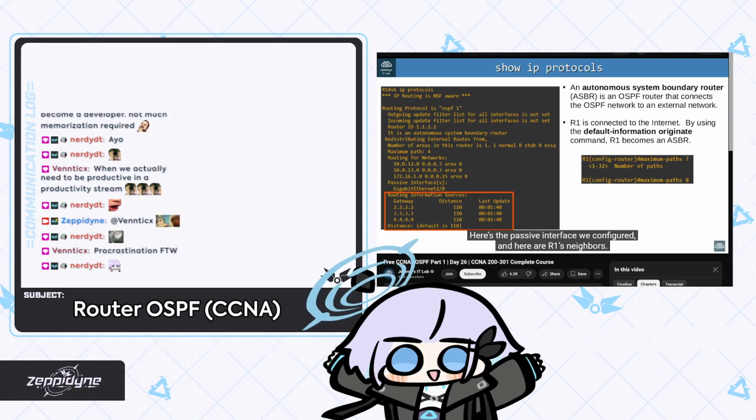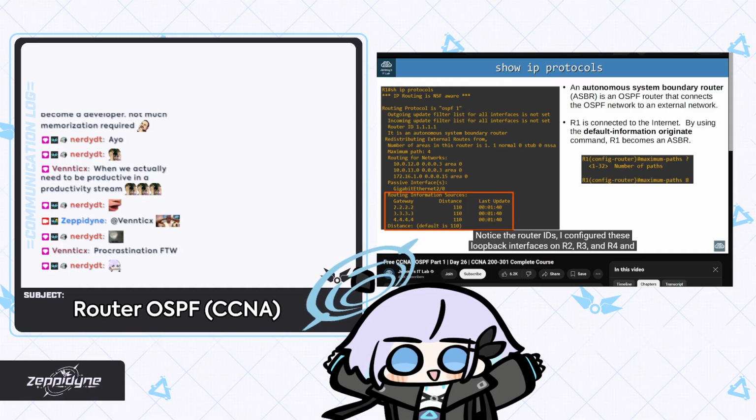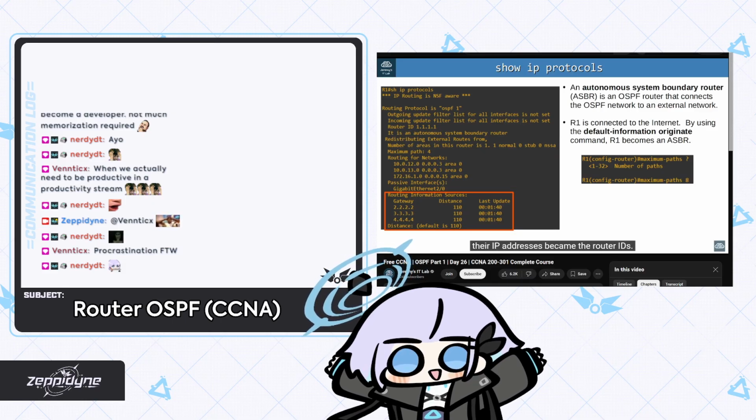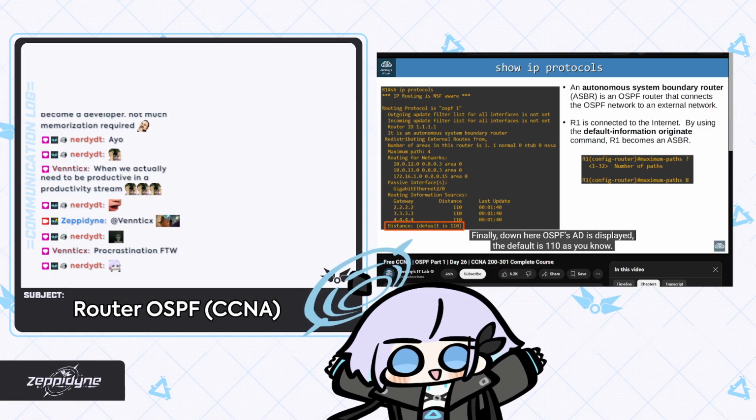And here are R1's neighbors. Notice the router IDs. I configured these loopback interfaces on R2, R3, and R4, and their IP addresses became the router IDs. Finally, down here OSPF's AD is displayed. The default is 110, as you know.